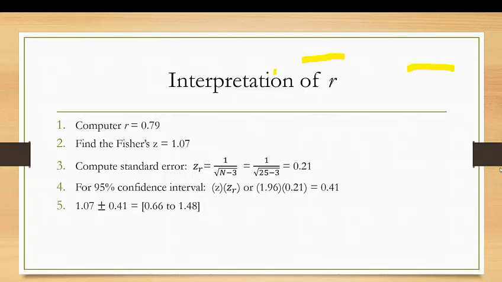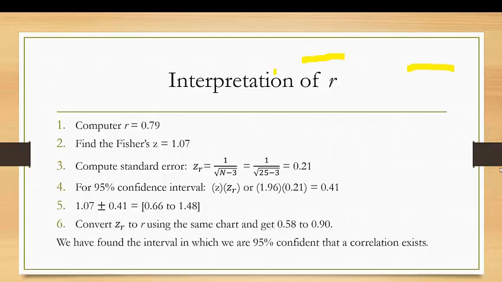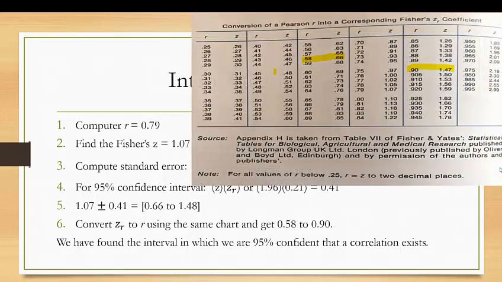So all we have to do now is go back to our chart and figure out what that 0.66 and 1.48 would be if we converted them back into correlation coefficients. So we're just going to do it backwards. And what we see is that 0.66, our lower limit, is 0.58, and 1.48, which is closest to 1.47 on here, is going to be about 0.9.